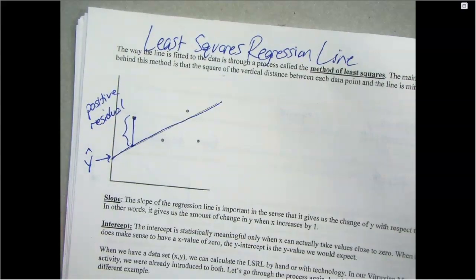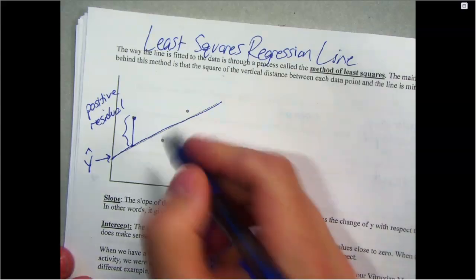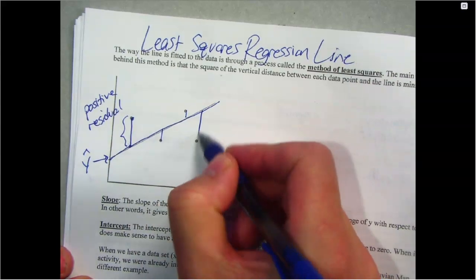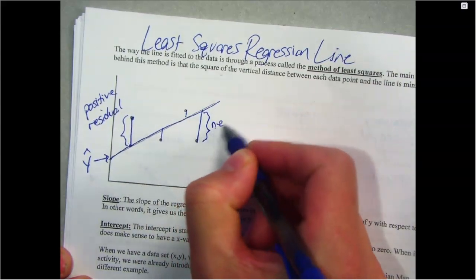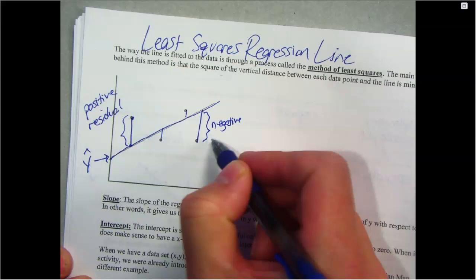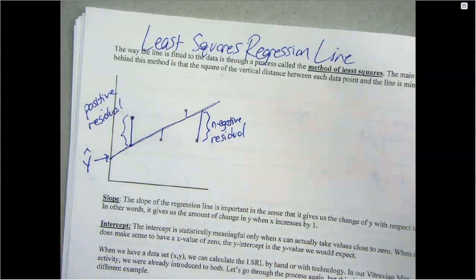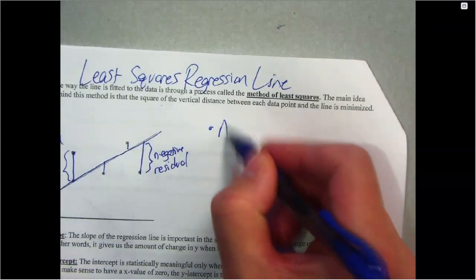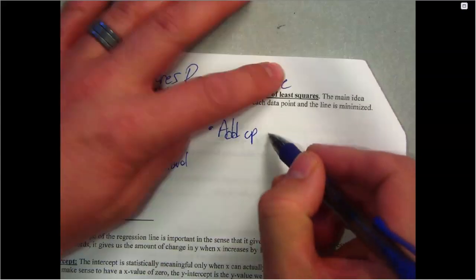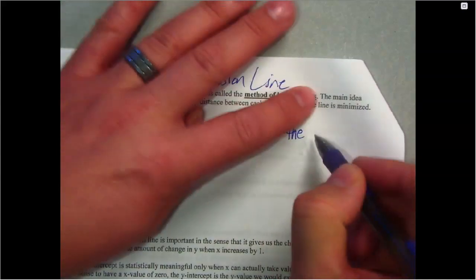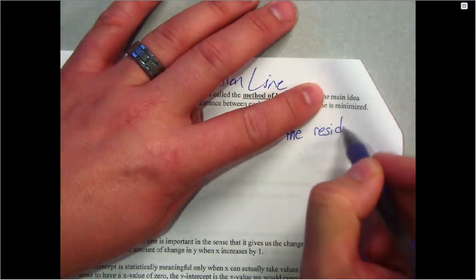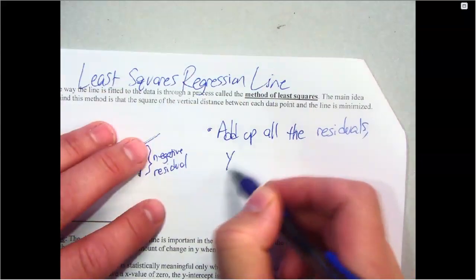Why do we think it's positive? Above the line. And then these ones below, this would be a negative residual. So two facts. You add up all the residuals. Any guesses what you get? You get 0.